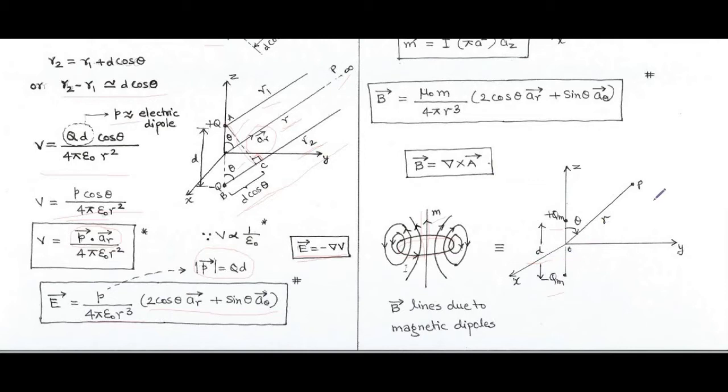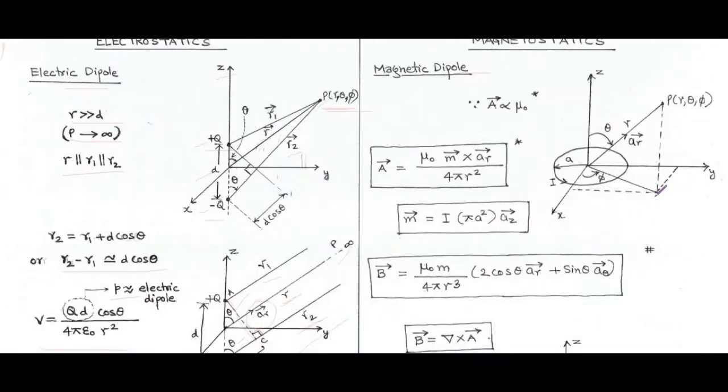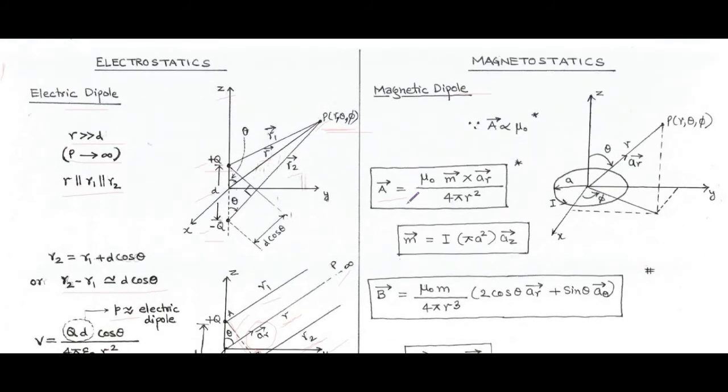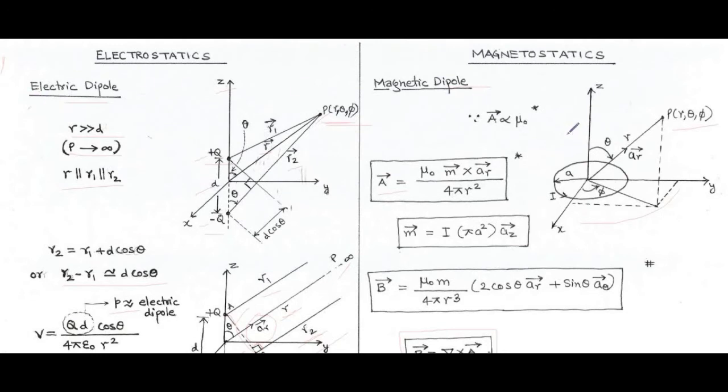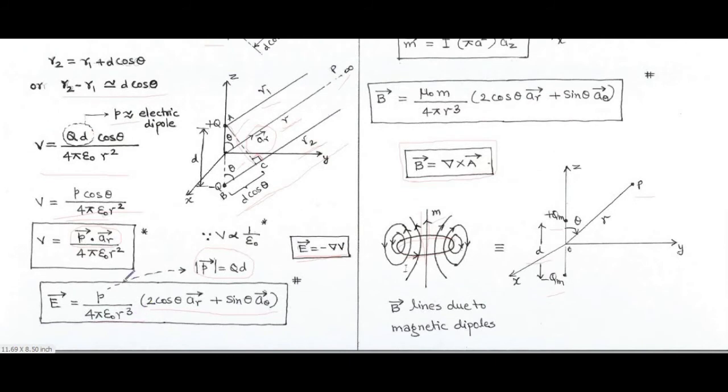Here also we have to determine the potential at point P. But here the potential is the magnetic vector potential, denoted by capital A vector. With the help of A vector, we can determine the magnetic flux density B vector with the relation B vector equals curl of A vector. So we consider a magnetic dipole in the form of a current carrying loop situated on the XY plane, and at point P we have to determine the magnetic vector potential A vector. To determine it, we use a comparison with the potential due to an electric dipole.